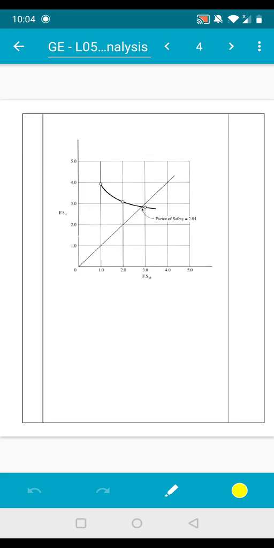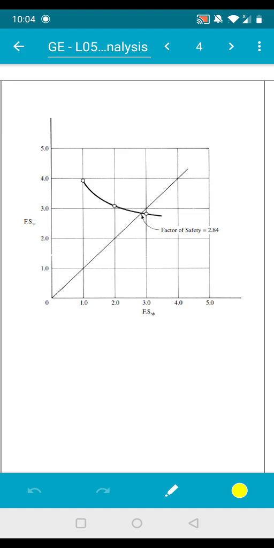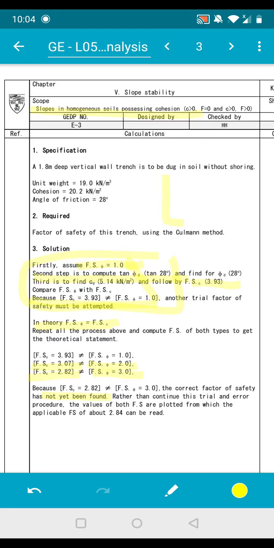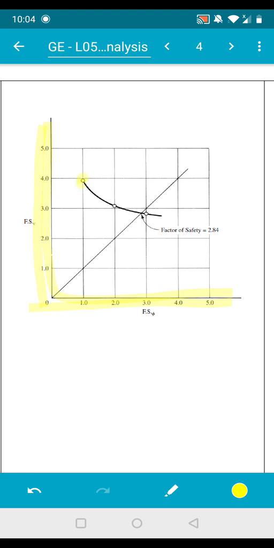So if you look at the next slide, I will plot these 3 points in the FSC versus FS phi graph. This first point would be 3.93, which is this one, then the second point, and the third point. Then I will draw the y equals x line. When my y equals x line intersects with my curve through these 3 points, I determine the factor of safety for both. So in this case, my factor of safety is 2.84, which represents both factors of safety: one from the cohesion C and one from the internal friction angle. So this is a much easier approach.